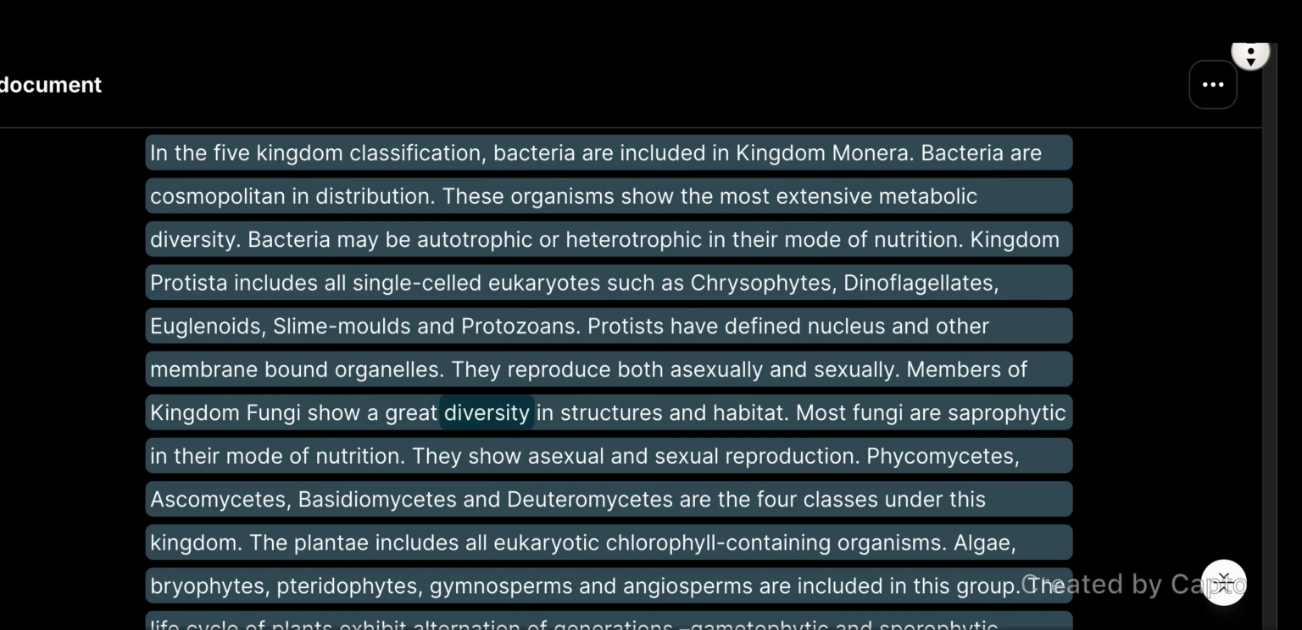Members of kingdom Fungi show a great diversity in structures and habitat. Most fungi are saprophytic in their mode of nutrition. They show asexual and sexual reproduction. Phycomycetes, Ascomycetes, Basidiomycetes, and Deuteromycetes are the four classes under this kingdom.